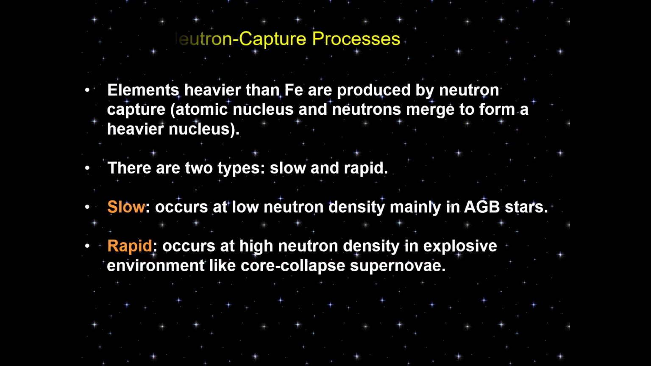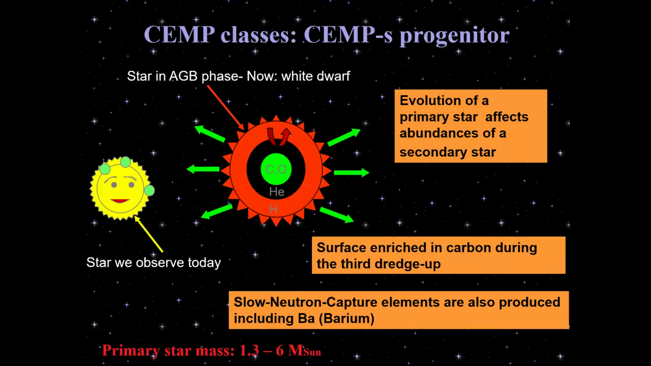Just a quick word about the neutron capture process elements. It's very well known that half of the elements are produced in this type of nuclear reaction. The slow process occurs when the neutron density is low, in asymptotic giant branch stars in particular, and the rapid neutron capture elements occur in explosive environments like core-collapse supernovae, where there are high neutron densities. So how did these stars get the carbon? This is the question. They are metal poor, and there is this carbon.